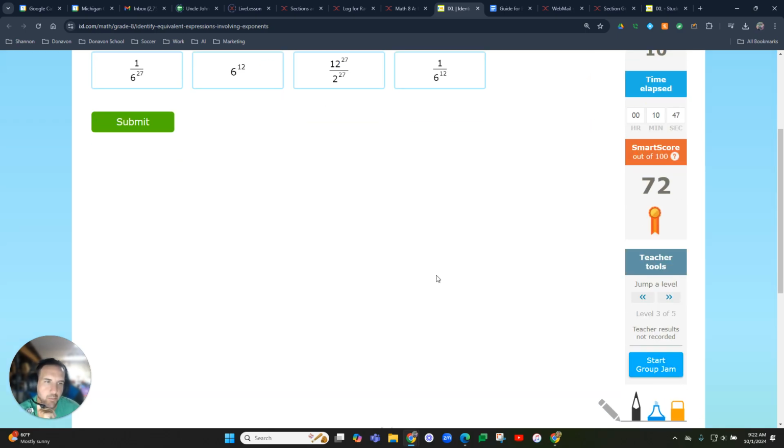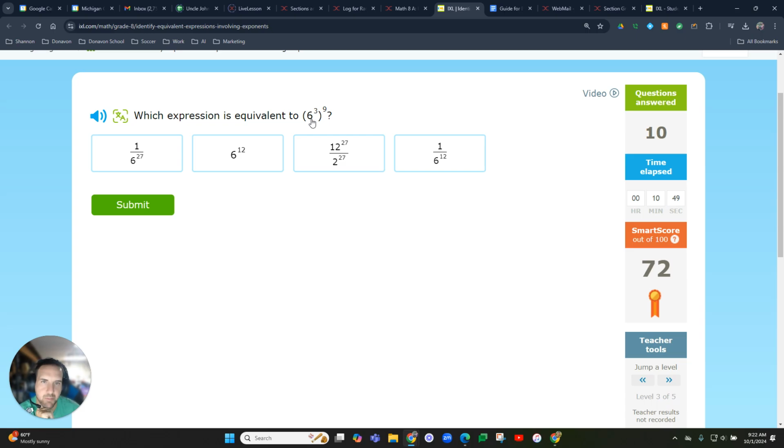I'm going to go a couple more just to give you guys a few more examples. So this is 3 times 9 is 27. So 6 to the 27th power, and now we have to figure out which one of these is equal to that. So 1 over 6 to the 27th is not the same. This is a totally different exponent. That's a totally different exponent.